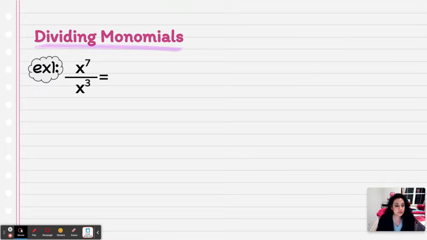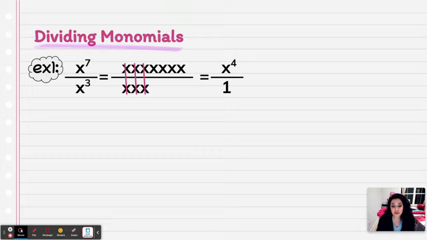So let's look at this example. X to the 7th power divided by x to the 3rd power. So that means we have 7 x's on top and 3 x's on the bottom as my denominator. 1 pair of x's cancels, 2, 3 pairs of x's cancels, leaving me with x to the 4th power on the top part as my numerator. And notice there's nothing left on my denominator, so we're going to put a 1 for right now. But just like 1 is irrelevant when multiplying with it, when I divide by 1, it is also irrelevant, leaving me with just x to the power of 4.